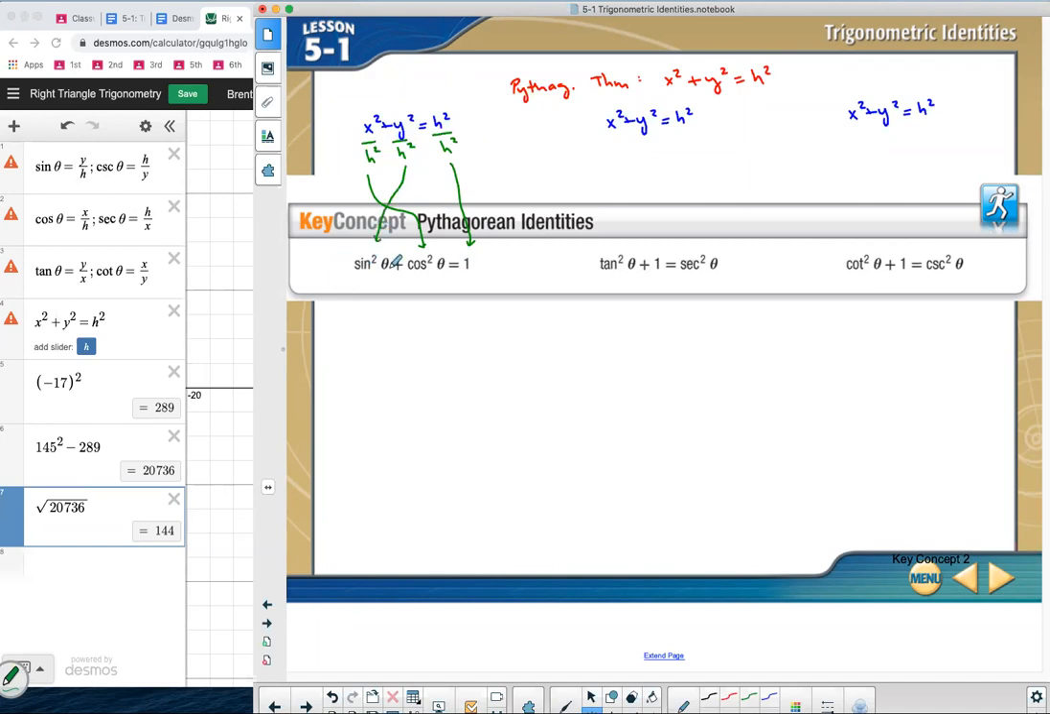And so we get this identity. So it's not the same thing as the theorem, but it solves the same way. That's why we call it an identity, not the Pythagorean theorem any longer. We're now going to call this an identity. It's just another form of it. So how would I get this identity? Well, instead of dividing everything by h squared, I would divide everything by x squared.